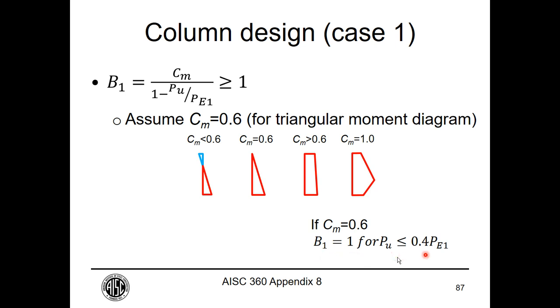So if we assume our C_m is 0.6, our B1 is equal to 1 if P_u is less than or equal to 0.4 times P_e1. That seems to be almost always the case. So our B1 is 1 for this special moment frame column.